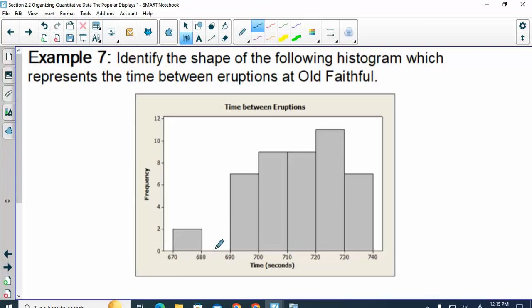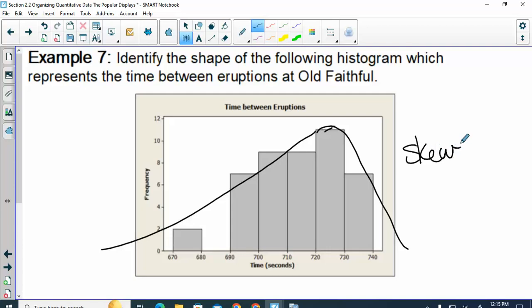So, final example of the day. This was our histogram that we got on our calculator. What kind of shape would that be? Skewed left. Here's our peak, but we can see it goes a lot further to the left than it does to the right. So this is skewed left.